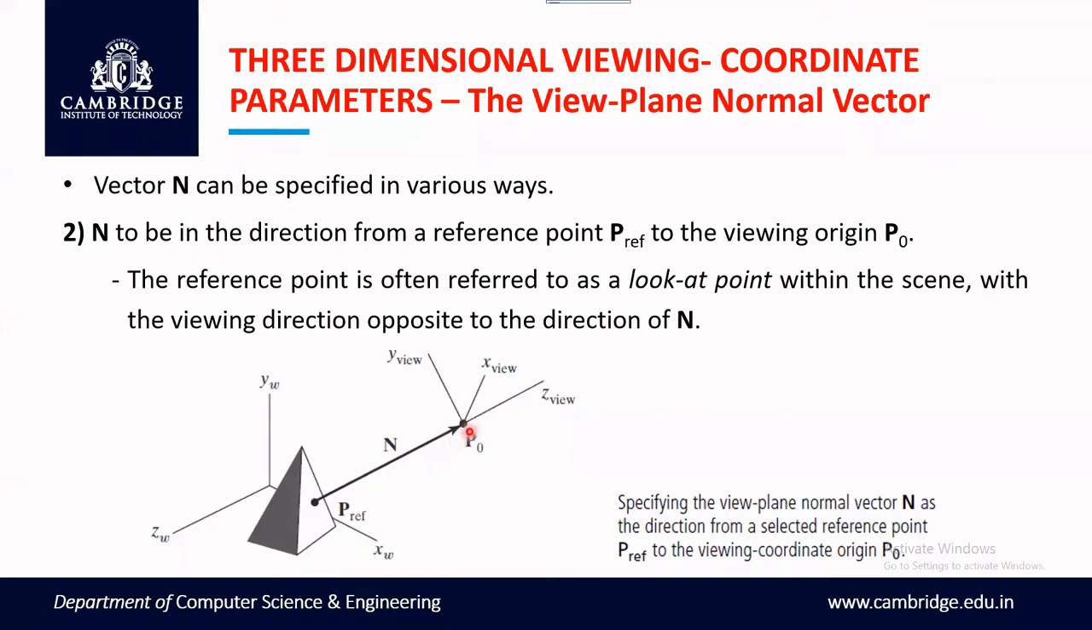P naught is the point where the camera is fixed, or the eye position where the viewer is standing. From there you are going to look at this point P ref. So P ref is also called the look at point. From P naught we are looking at P ref, so this is the viewing direction. The normal direction is from P ref to P naught, which is defined as the view plane normal vector.